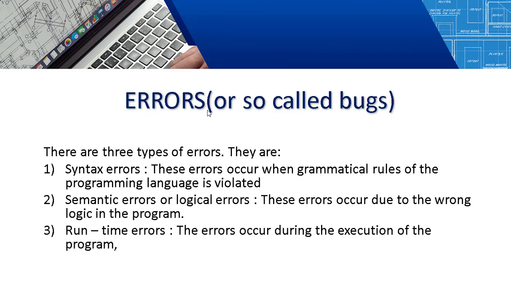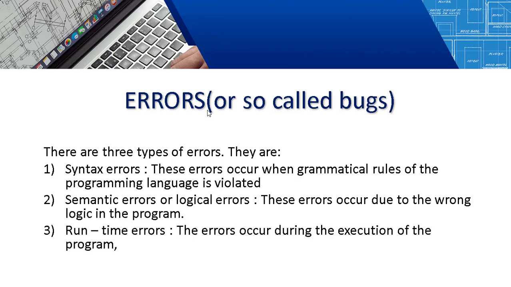These errors occur when grammatical rules of the programming language are violated. So when you have to write in small letters, you have to write in small letters. In case you write in a capital letter, then a grammatical rule is being violated. Or if you have to put a semicolon at the end of each statement and you are not using a semicolon, then it is a grammatical error. So when this type of error occurs, it is called a syntax error.